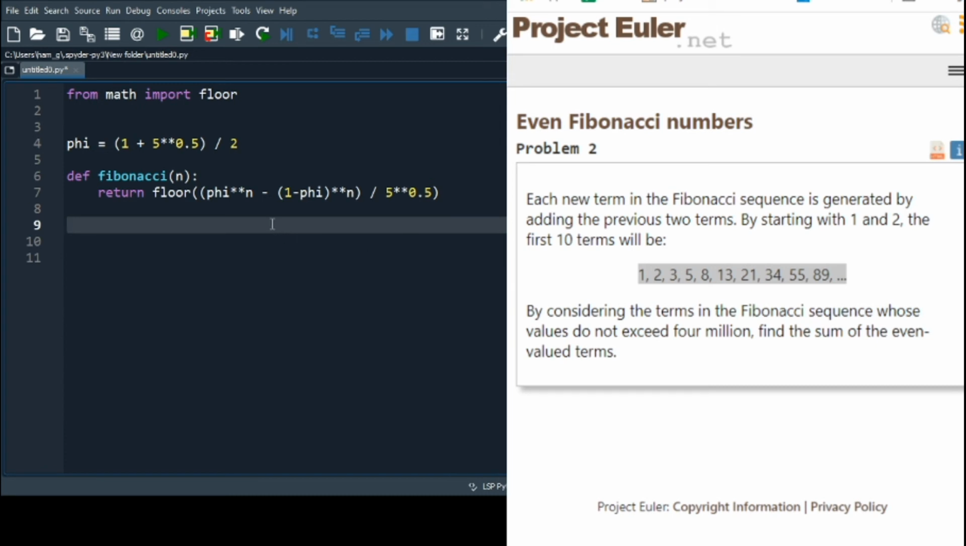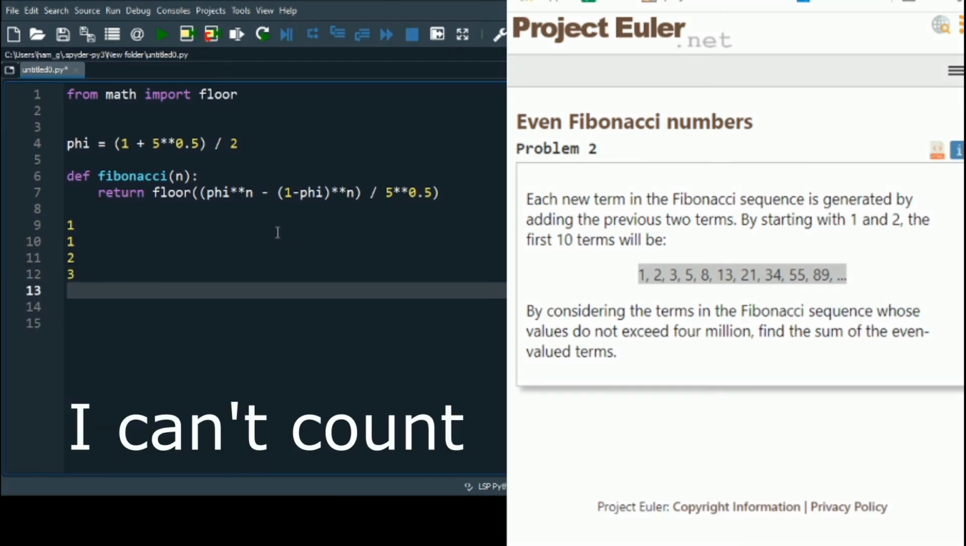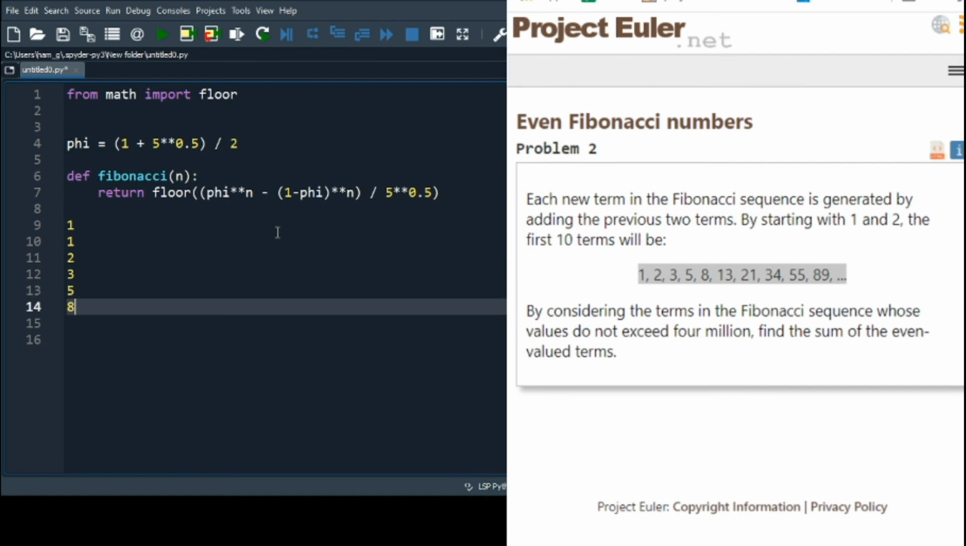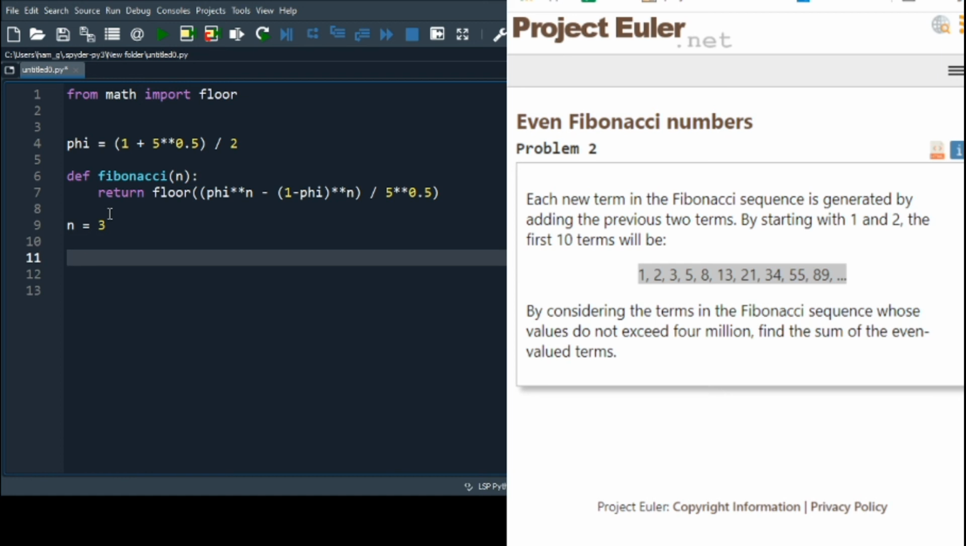Now, the second interesting property of the Fibonacci sequence is this. First term is 1, second term is 1, third term is 2, fourth term is 3, fifth term is 5, sixth term is 8, seventh term is 13, eighth term is 21, ninth term is 34. Now, what have you noticed? Did you notice that every third term, and only every third term, is even? So we don't need to cycle through all the Fibonacci sequence. We only need every third number. So n equals 3, and we shall start from there.